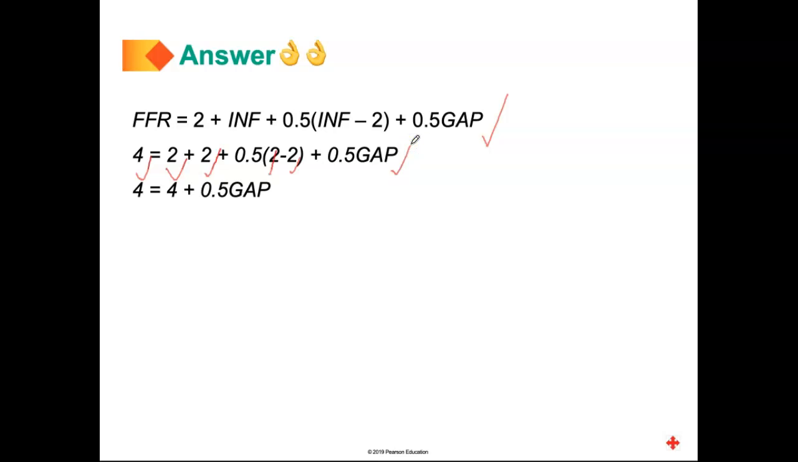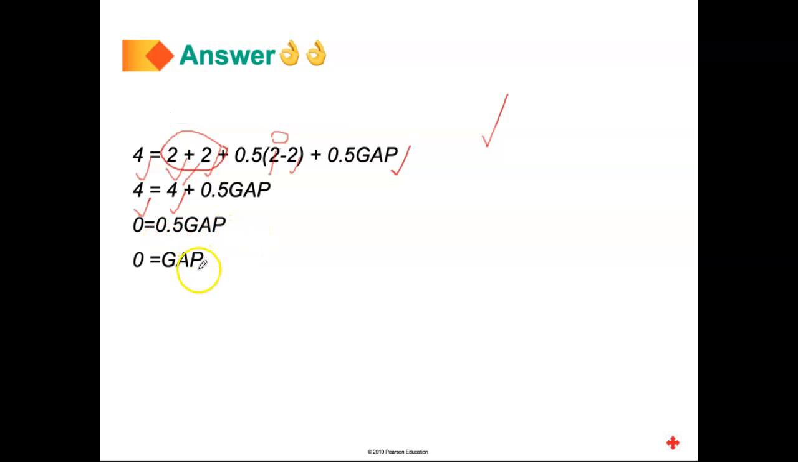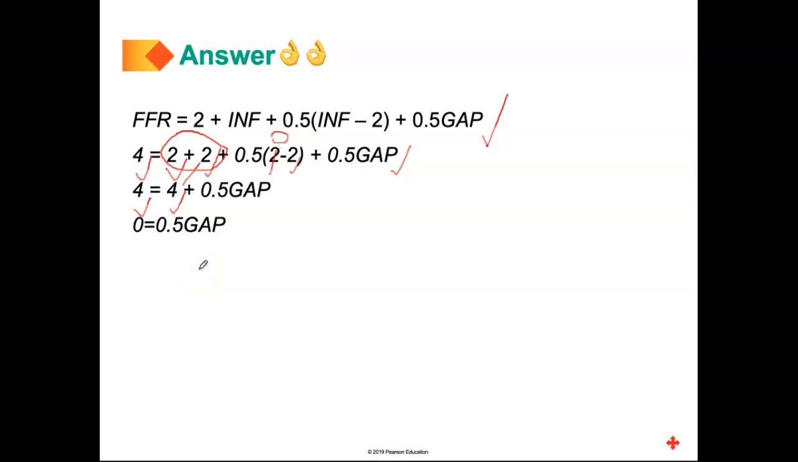To simplify things, we have 4 equals 4, because 2 plus 2 is 4. You have 0.5 times 2 minus 2, which is 0, because 2 minus 2 gives you 0. So 0.5 times 0 is 0, plus 0.5 times the output gap. Now we solve for the output gap. So we have 0 equals 0.5 times the output gap. We divide both sides by 0.5, and we find that the output gap in this example is 0.